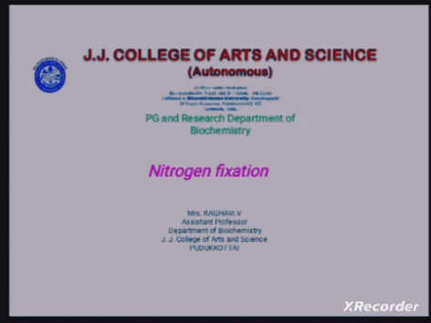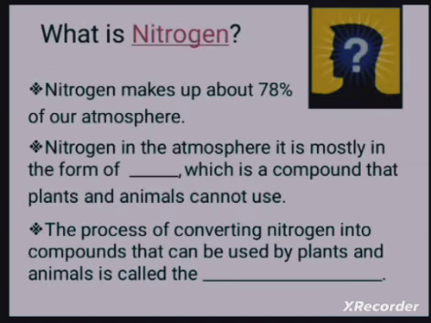Now we discuss one of the important processes known as nitrogen fixation. What is meant by nitrogen? Nitrogen makes up about 78% of our atmosphere. Nitrogen in the atmosphere is mostly in the form of N2, which plants and animals cannot use. The process of converting N2 into a usable form for plants and animals is known as the nitrogen cycle.